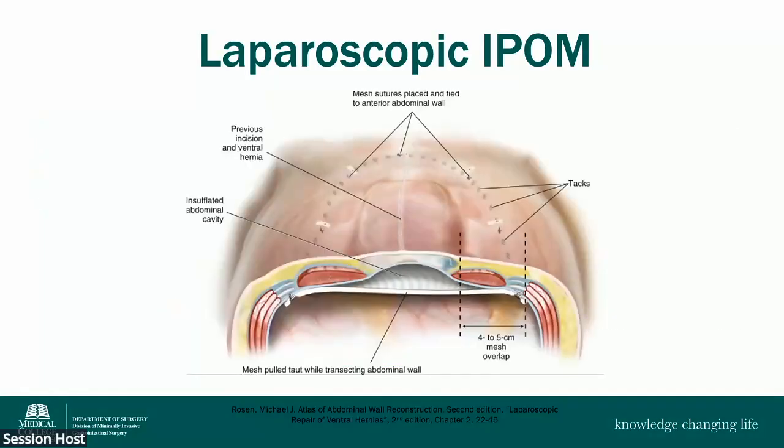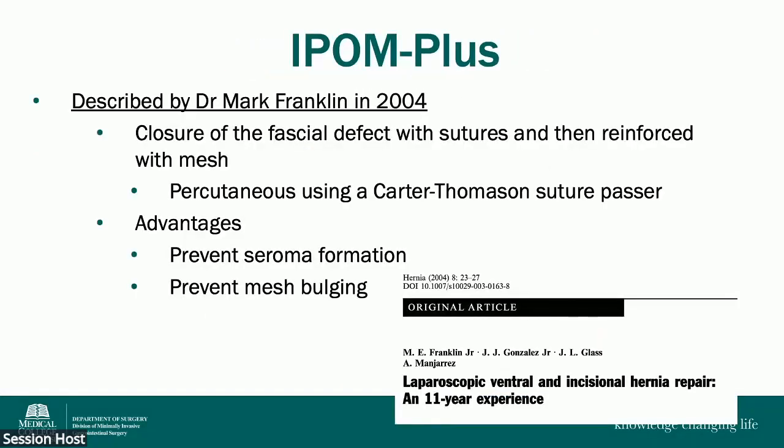This is another picture of that view. Essentially, you can see here that the mesh is underlaying the defect with still the defect being open, but you have a greater ability to get a wider range of overlap as opposed to the historical open IPOM that had traditionally been performed.